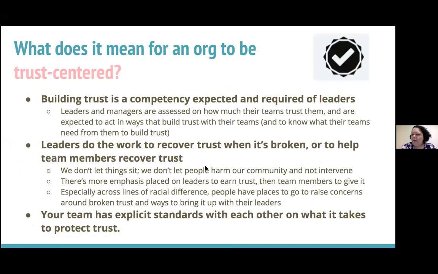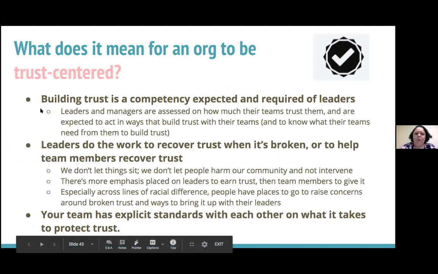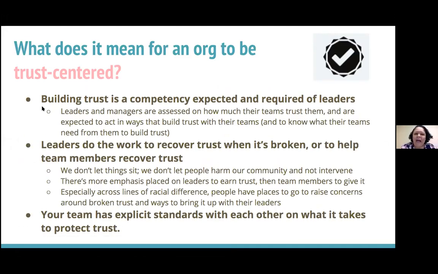So I have just one more slide. What does it mean for an org to be trust-centered? Well, 3 things. 1, building trust and keeping trust and recovering trust is a competency expected and required of leaders. And by leaders, I mean senior staff members, I mean people managers, I mean senior leaders. All of us need to know how to build and keep and recover trust, especially across lines of difference.